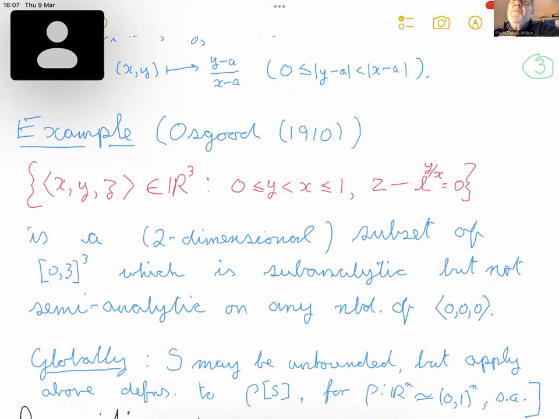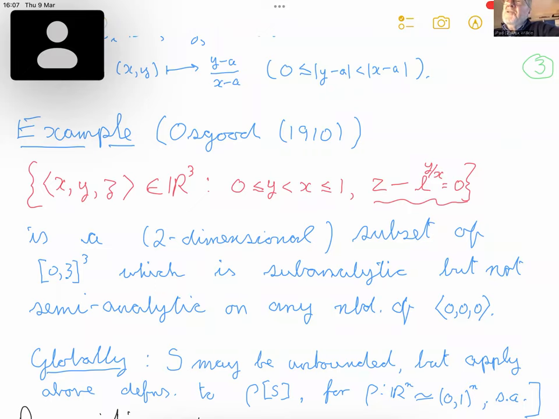Suppose you take the triples of real numbers satisfying these conditions: 0 ≤ y ≤ x, and z minus e to the y over x is zero. So this is the graph of the function e to the y over x.